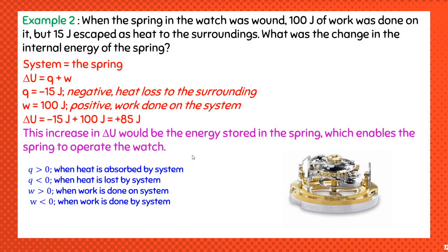Now the next example: when the spring in a watch was wound, 100 joules of work was done on it, but 15 joules escaped as heat to the surroundings. What was the change in the internal energy of the spring? Again, the system is the spring of the watch, and you need to find ΔU. Again, it's a heat loss, so it's -15 joules. But work is done on the system, so W is a positive 100 joules. And so ΔU gives you positive 85 joules. This increase signifies the internal energy stored in the spring, which will enable the spring to operate.